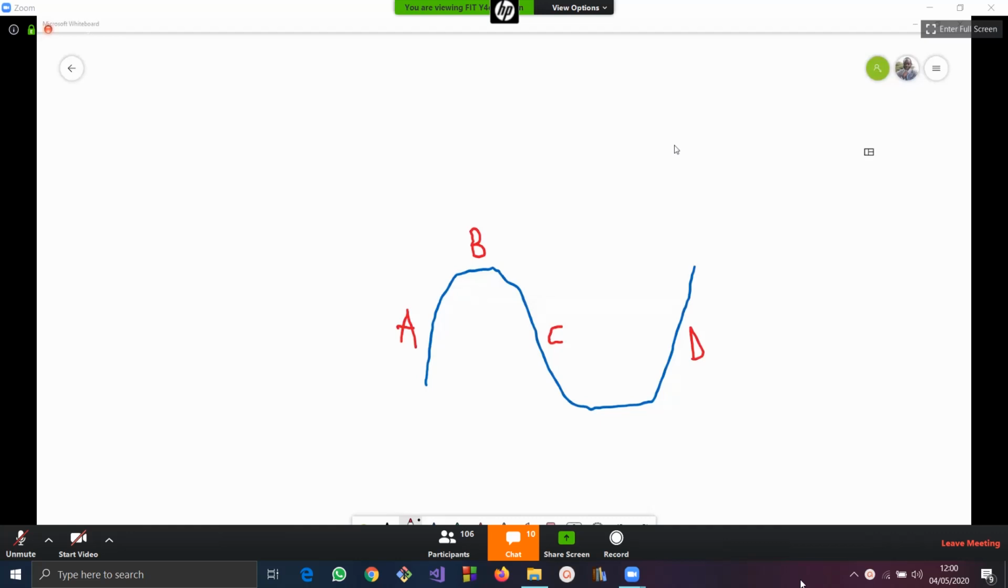I think the derivative describes the slope. Very good. The derivative describes this. Good, very good. So the derivative describes the slope.